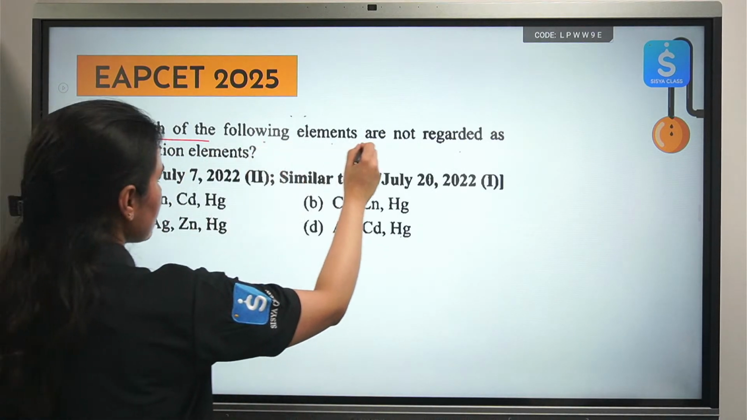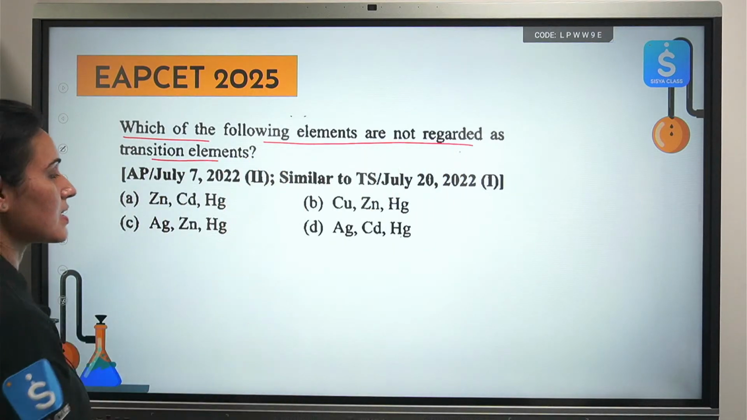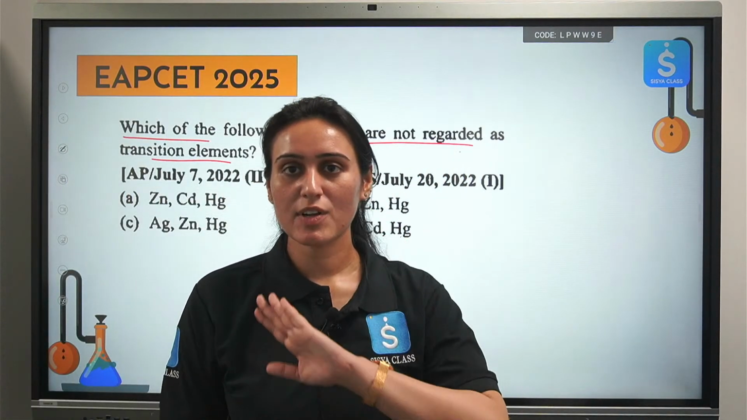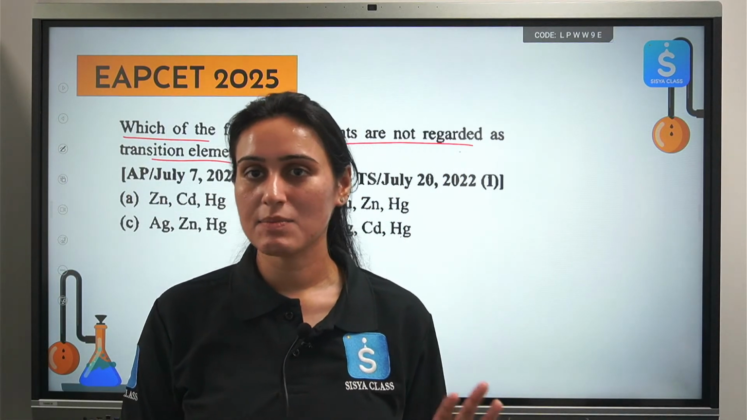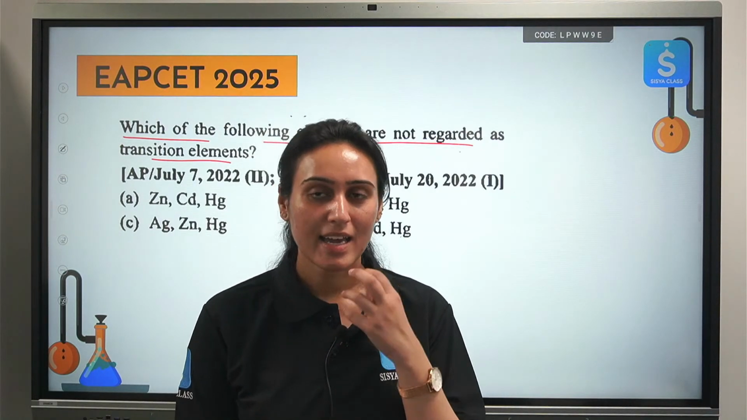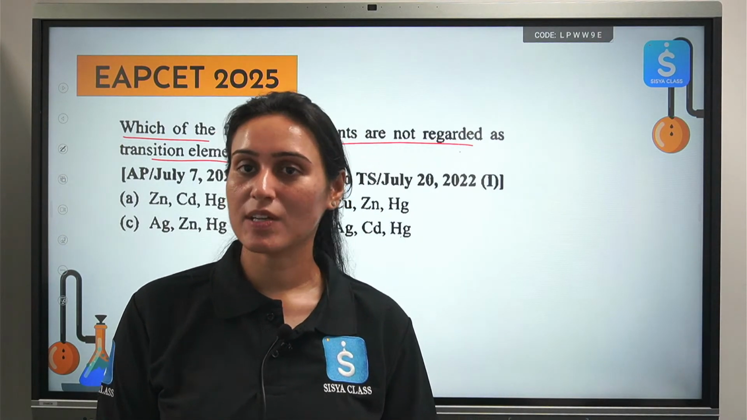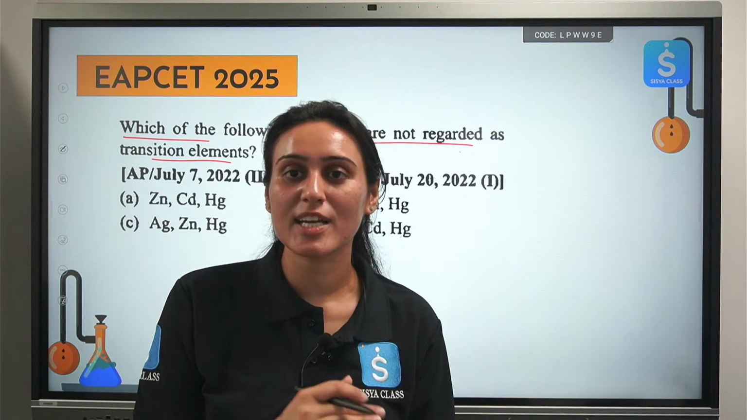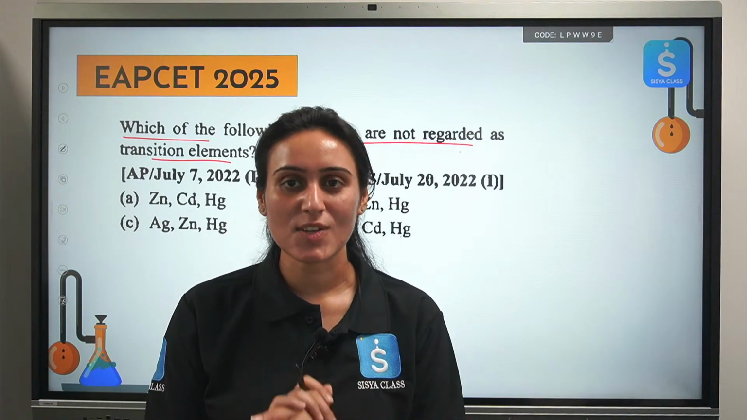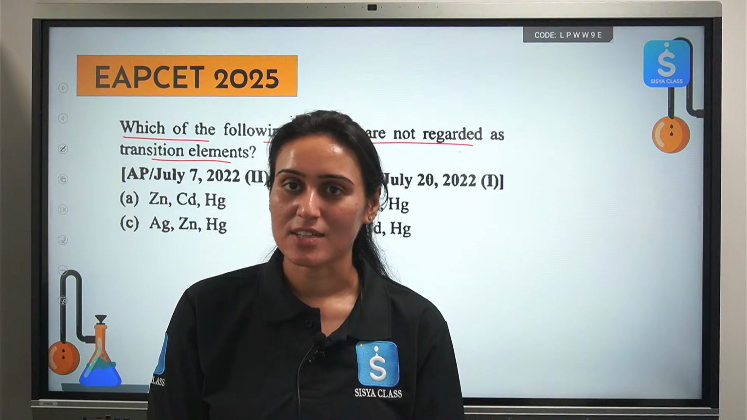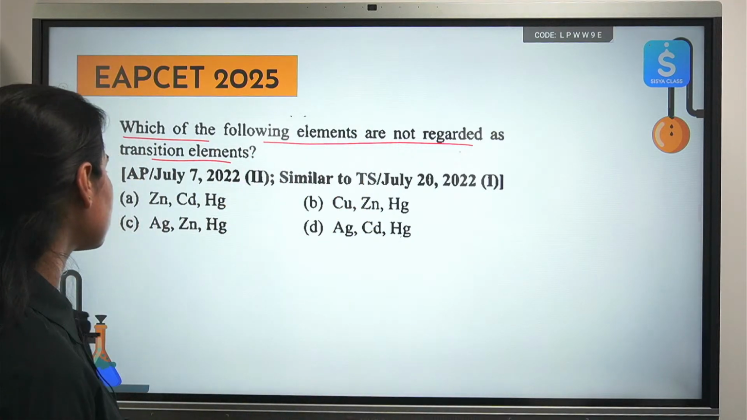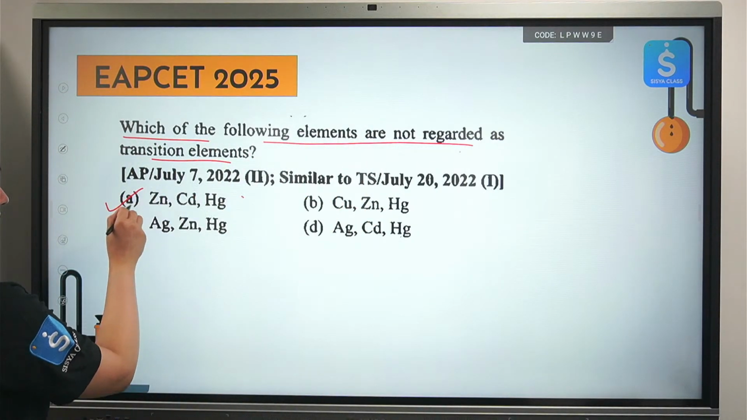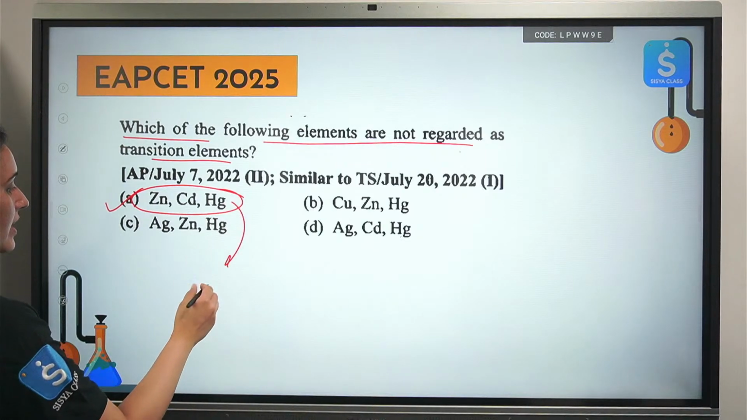Which of the following elements are not regarded as transition elements? Remember, in the beginning when we were talking about some important features of d block elements, I told you not every element that belongs to d block you can call as transition element. You have to see whether it has incompletely filled d orbital in its ground state or its common oxidation state. So follow that rule, and based on that you can say zinc, cadmium and mercury have completely filled d orbital.